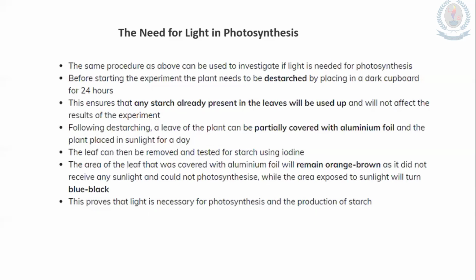How do we do this? We can do this by placing the potted plant in a dark cupboard for about 24 hours. This ensures that any starch already present in the leaves will be used up and will not affect the result of the experiment. Following destarching, the leaf can be partially covered with aluminium foil, and then we expose it to sunlight. After that we can use this leaf for the starch test.